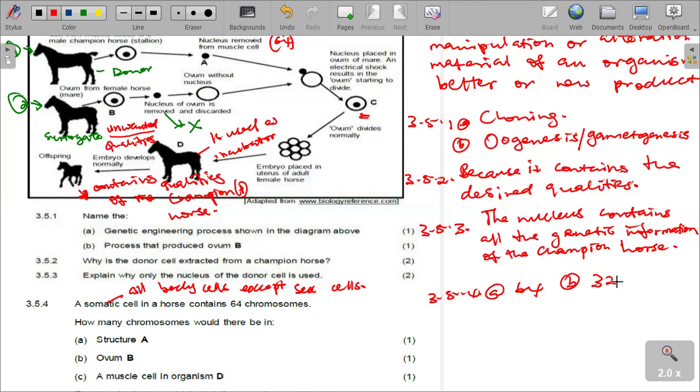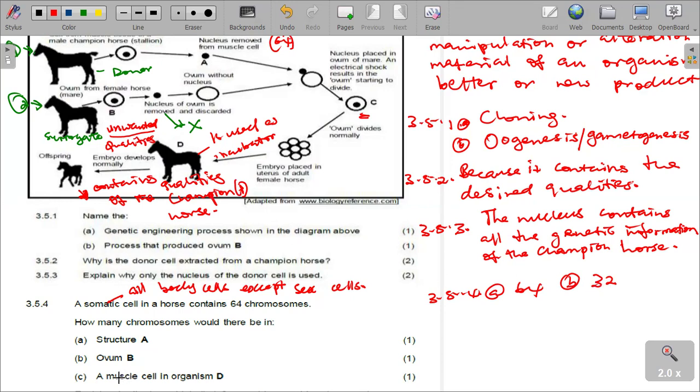It is 32 chromosomes because it has half the number of chromosomes. B is an egg cell or an ovum that has been formed through oogenesis, which was formed through gametogenesis. Hence, it contains half of 64. After meiosis, it contains 32 chromosomes.